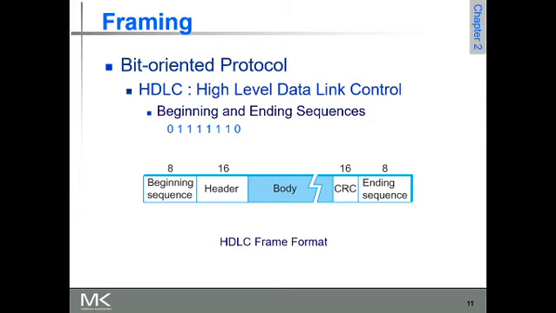HDLC denotes both the beginning and the end of a frame with a distinguished bit sequence, 0 followed by 6 ones, then 0. This sequence is also transmitted during any times that the link is idle, so that the sender and receiver can keep their clocks synchronized. In this way, both protocols essentially use the sentinel approach.